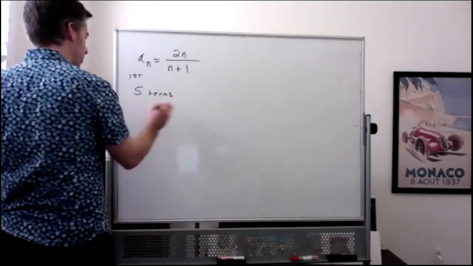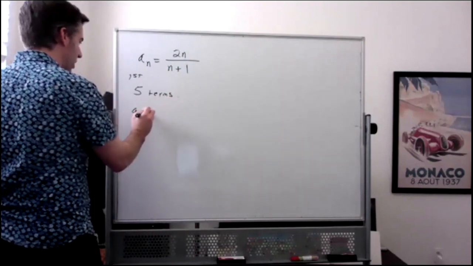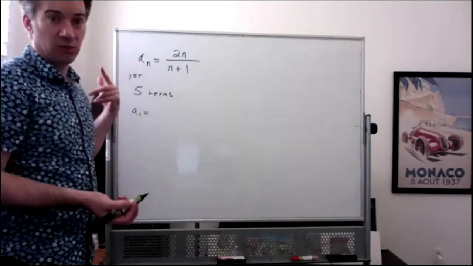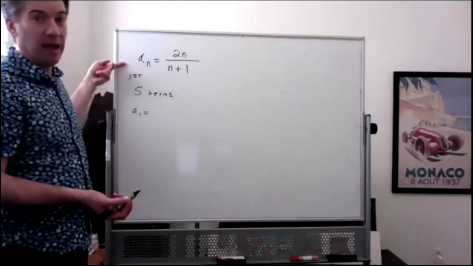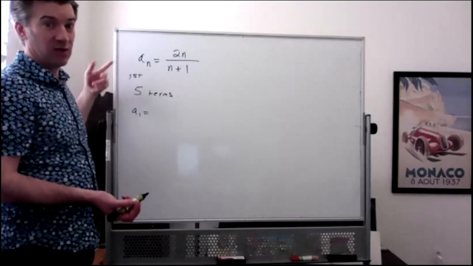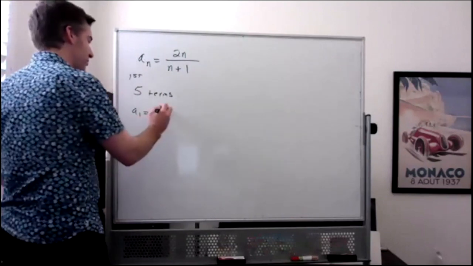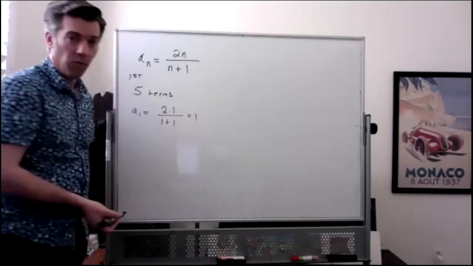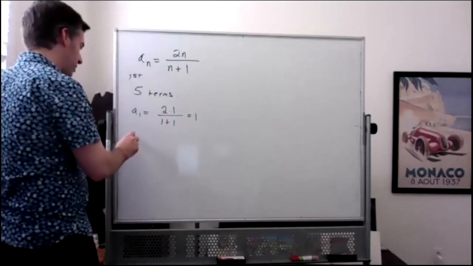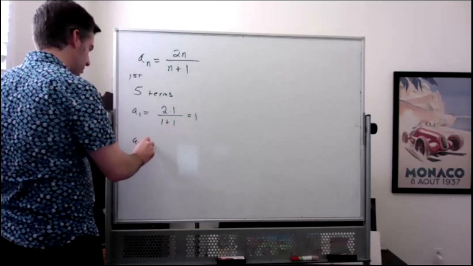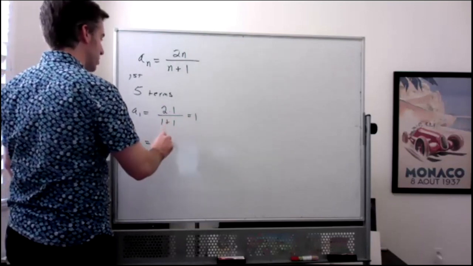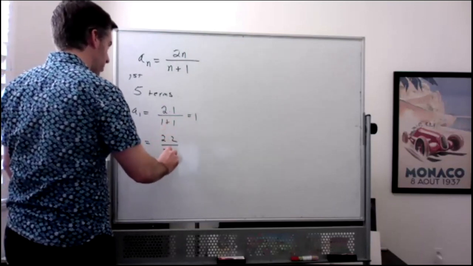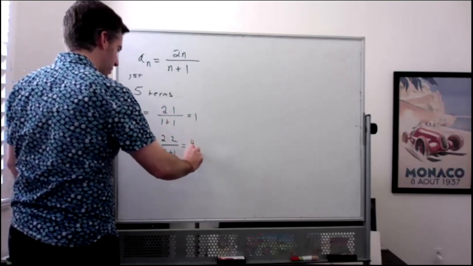So the first 5 terms, a sub 1, this is really like a function, right? This is kind of like f of n, where you say, okay, I'm going to plug in n equals 1. And I'm going to get 2 times 1 over 1 plus 1, which is just 1. And then I'm going to find the next term. So the next term, a sub 2, is 2 times 2 over 2 plus 1, which is 4/3.